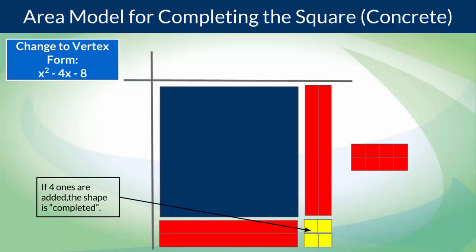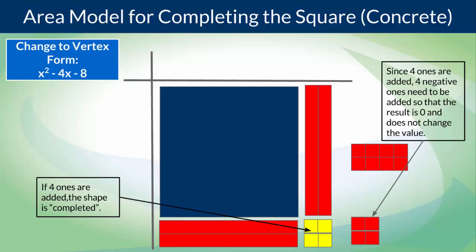You might ask, well, why didn't we just put 4 red blocks in there? But if we do that, it doesn't match, because we have a negative times a negative, or red and red won't give us another red. It would actually give us a positive. So if we're going to add these 4 ones on to complete our shape, then we have to also add in 4 negative ones.